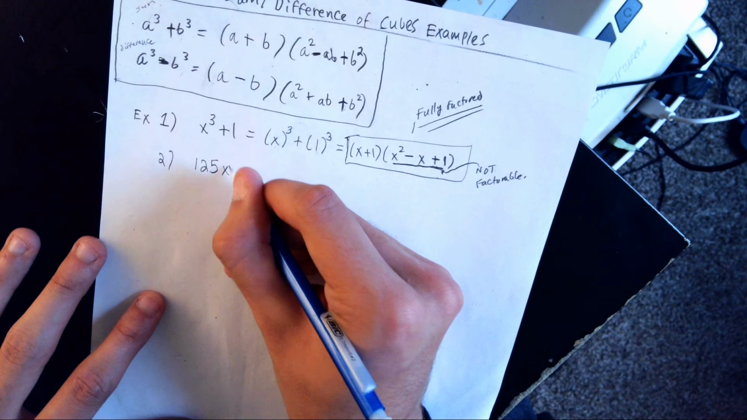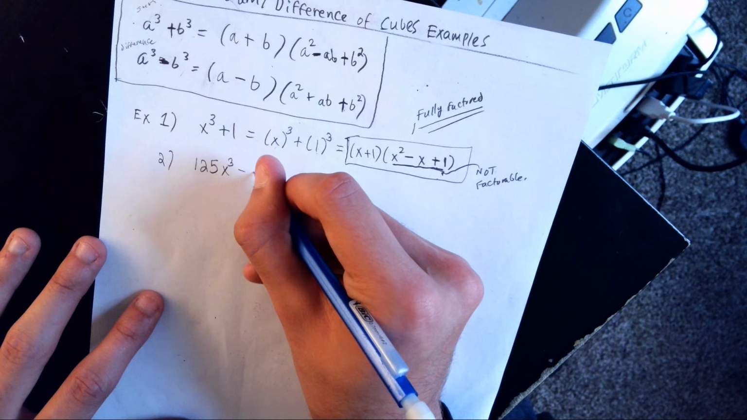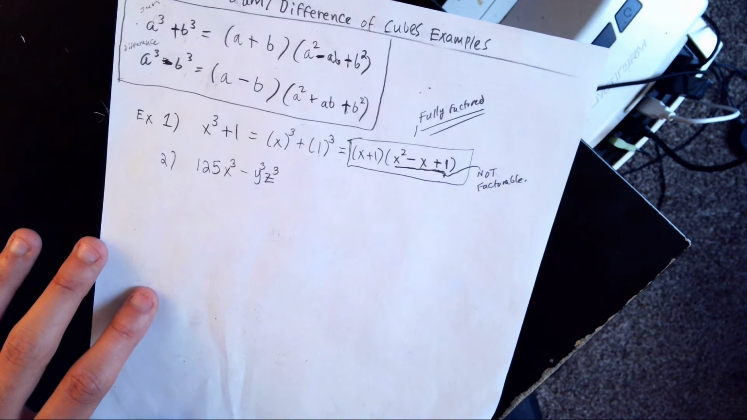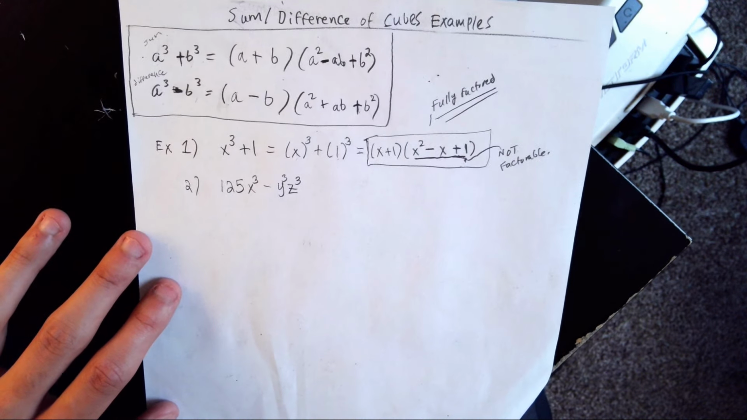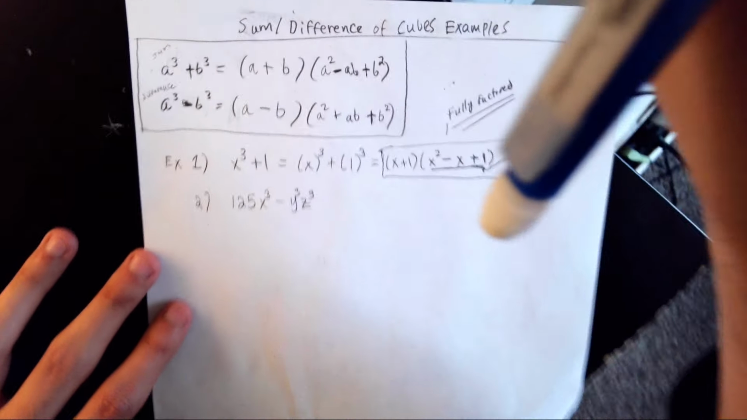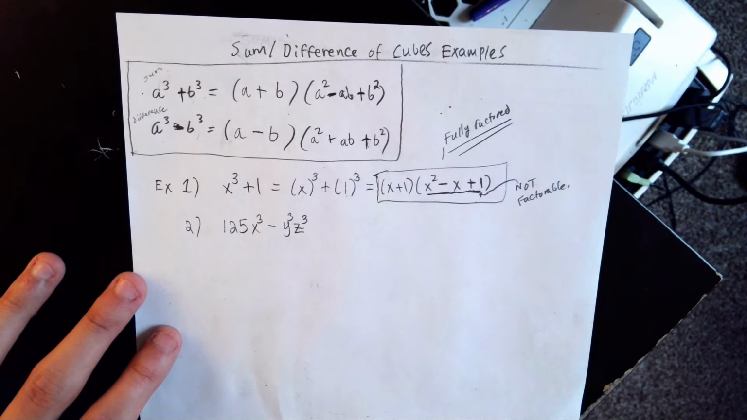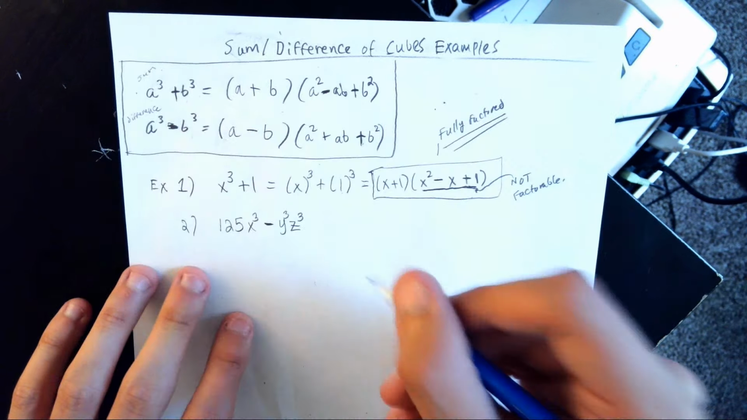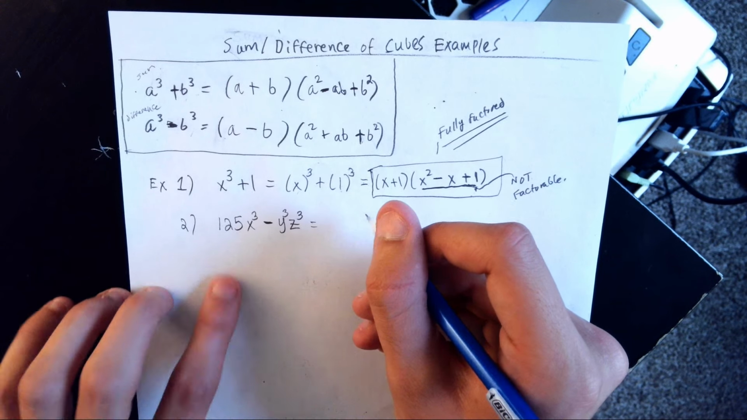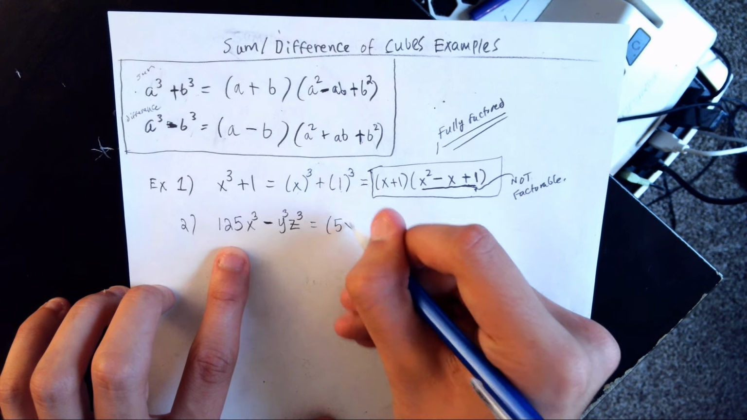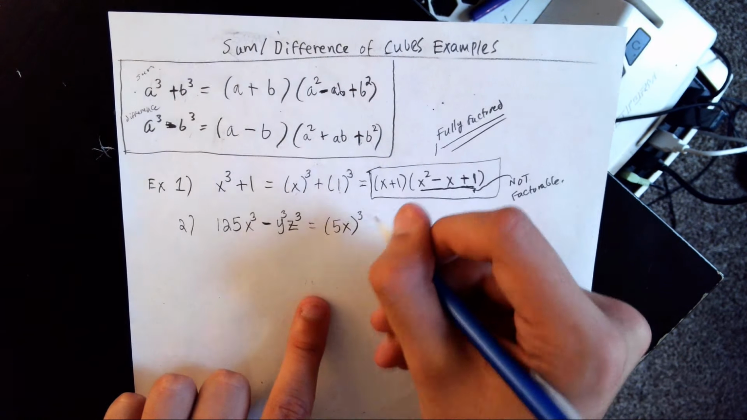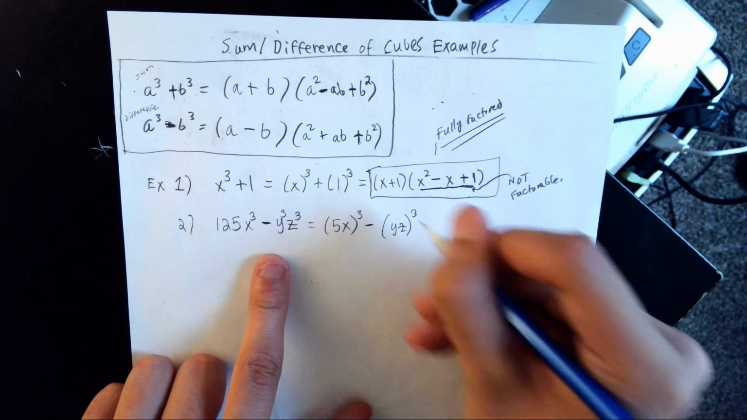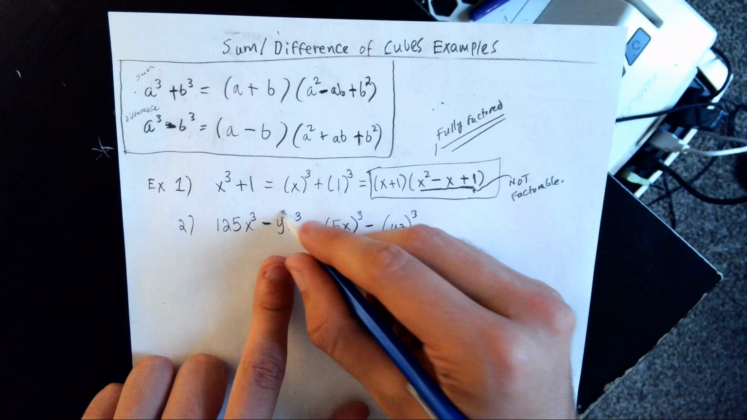Let's say we have 125x cubed minus y cubed z cubed. This right here is a difference of cubes, so we'll use this formula. We have to express it first as a difference of cubes. So we write this as a cube, that's 5x cubed, right? And then we express this as a cube. Well, y cubed z cubed would be yz all cubed, because 3 times 1 gives you the 3's you need.